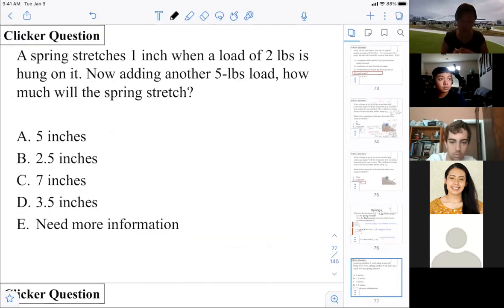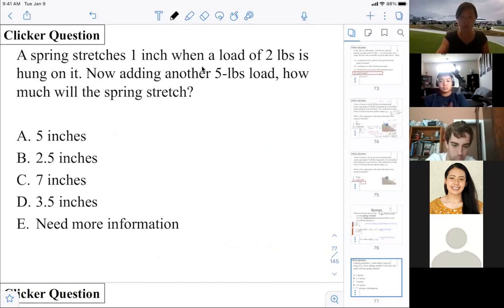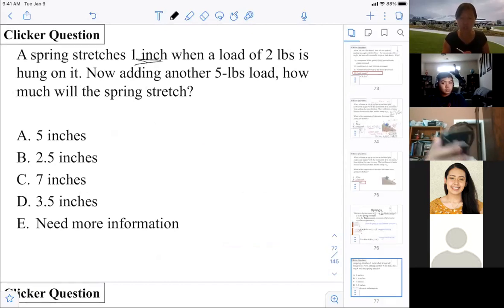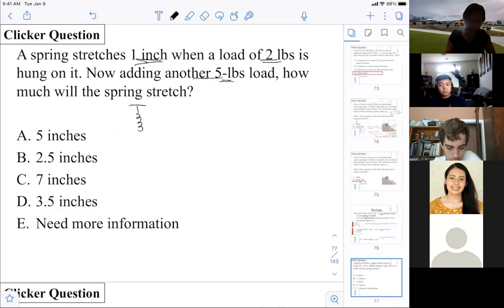Let's do an exercise real quick so we can use Hooke's law in this scenario. So here, a spring stretched 1 inch when you load 2 pounds on it. Now you add another 5 pounds. How much will the spring stretch? So you probably can even do this using a simple proportion, but I'll put Hooke's law in there and then do the spring constant. So this is a spring that's not being stretched at all. It's at equilibrium, right? When you put something on it, you can see it extends and goes down. So how much it is being stretched right now is 1 inch.